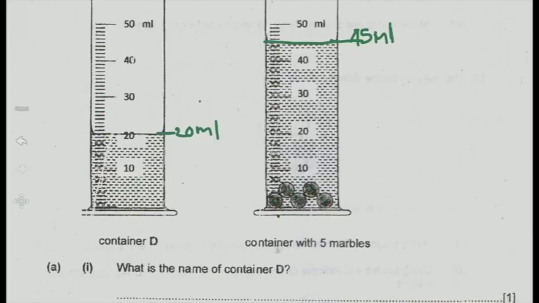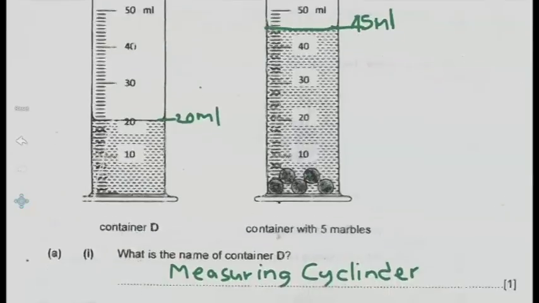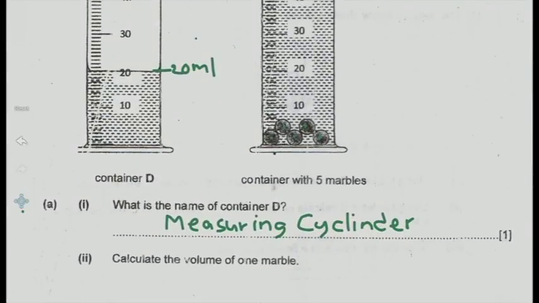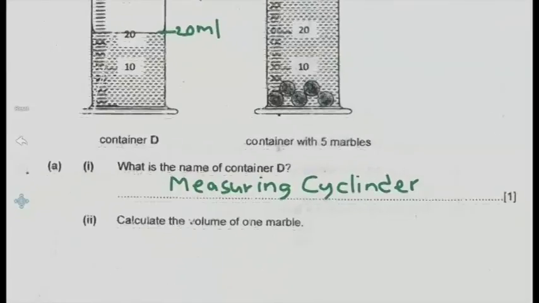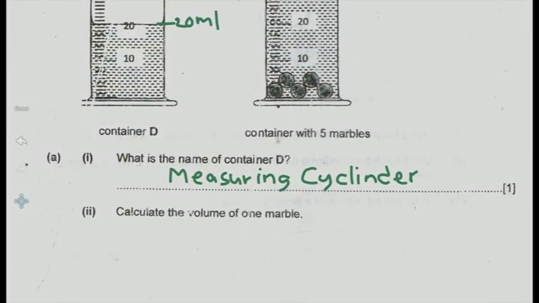A, which is Roman numeral 1. What is the name of container D? This container D is called a measuring cylinder. Why is it called a measuring cylinder? It is graduated here, that is why it is called a measuring cylinder. Okay. We go to the next question, which is calculate the volume of 1 marble.